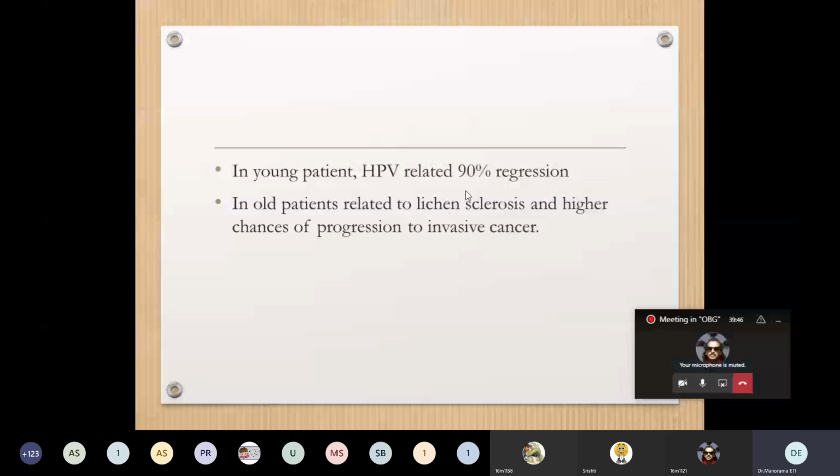They are benign conditions of the vulva. Lichen sclerosis is when the woman attains menopause, estrogen is not there, so the vulval epithelium becomes thin and atrophic. Such a condition is called lichen sclerosis. It is one of the vulval dystrophies. The other important vulval dystrophy I have to mention here is leukoplakia of the vulva. In lichen sclerosis there is atrophy, whereas in leukoplakia there is hyperplasia of the vulval epithelium. So old patients, and those related to lichen sclerosis, have higher progression to invasive cancer.